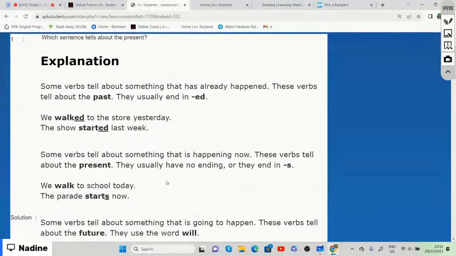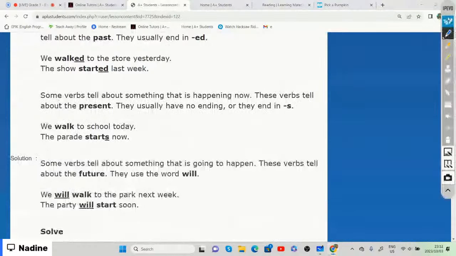All right, so some verbs tell us about something that has happened, and these verbs tell us about the past. We are not going to focus on the past now, we are just going to focus on the present. With the present, some verbs tell us about something that is happening now. We made a few examples, like I listen, I talk, for example. These verbs tell us about the present. It's happening now, so they usually have no ending or they end in s.